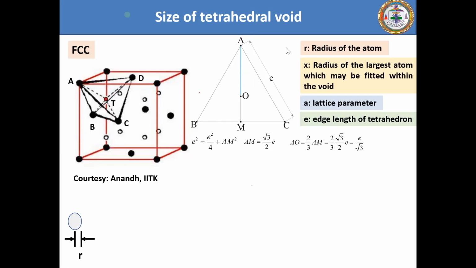So what will be the AO then? I talked of the median. So AO will be what? 2 by 3 AM, because this is 2 by 3 of the total length AM. So if AM is the total length, AO is nothing but 2 by 3 of it. This is basically what? E by root 3, isn't it? It's 2 by 3 of this root 3 by 2E. Substitute the formula, so it will be E by root 3, isn't it?